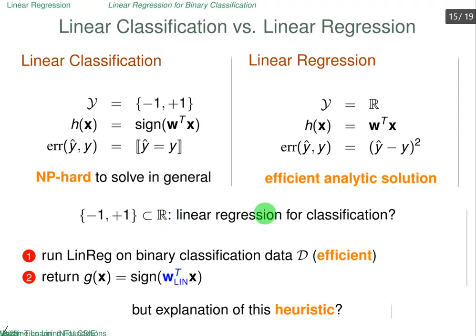Can we use linear regression for classification problem? As we can see here, the y that we are interested in, in linear classification, belongs to the real number plus or minus 1. Yes, we can apply linear regression for classification tasks. First, for example, we run linear regression on binary classification data, then obtain the weight. This step is efficient, as we have seen.